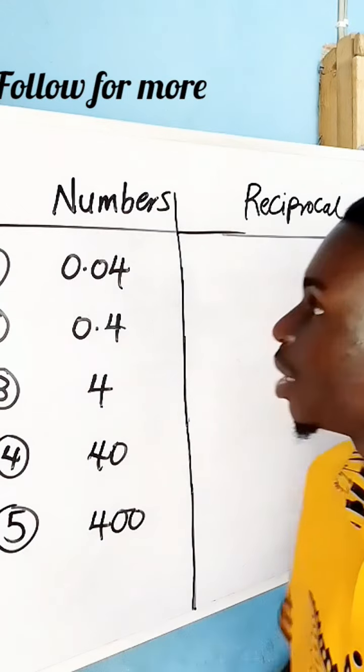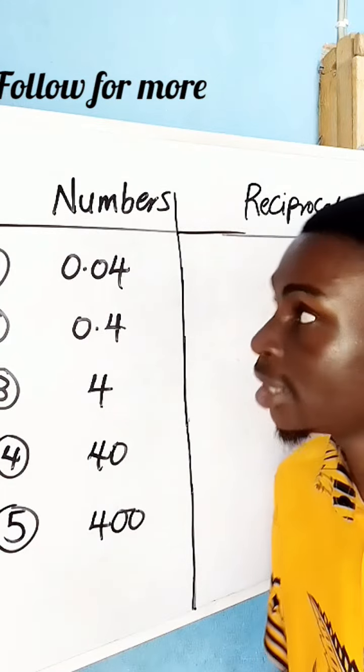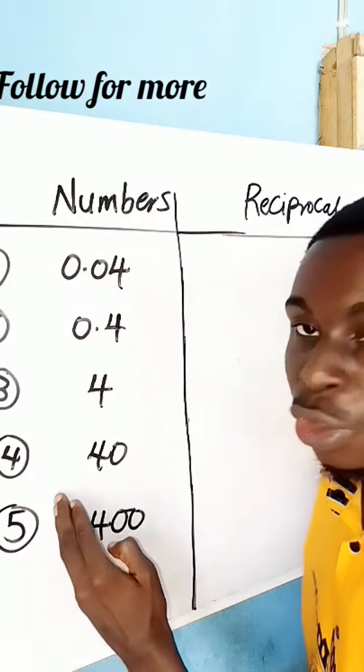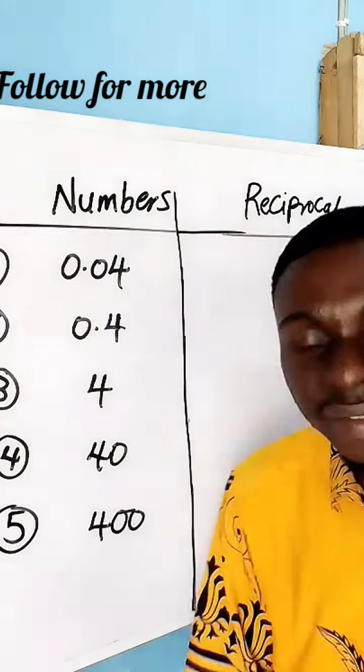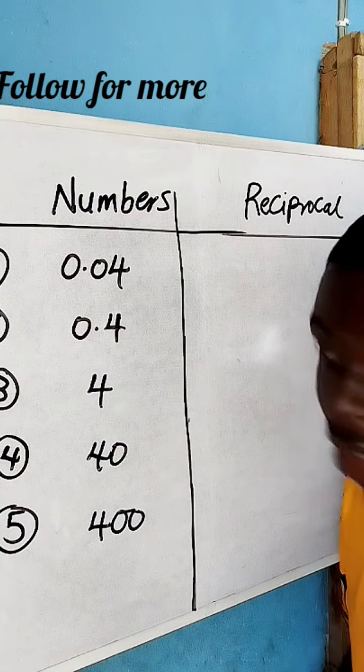Let me show you how to get the reciprocal of numbers. This is numbers, so we want to get the reciprocal of these numbers. It is very easy, just pay attention to this.